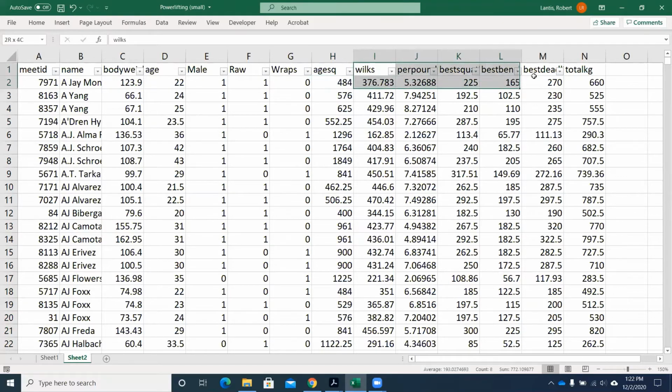And then here we've got different measures of what the weight was that was lifted in these powerlifting meets. So we've got the total weight lifted over here all the way on the right, their best deadlift, bench, and squat, their per pound weight lifted, and then something called the Wilks, which is essentially trying to capture this per pound, right? How much you lifted per pound of your body weight. Okay.